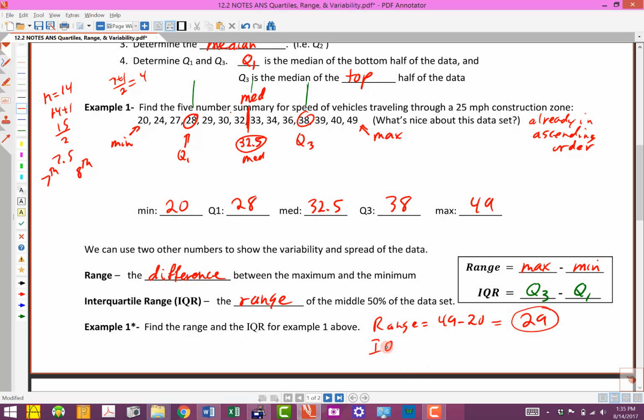And the IQR, the interquartile range, just the spread of the middle 50%, is going to be Q3, which is 38, minus Q1, which is 28. So that's going to be 10. So the range is 29, and the IQR, the interquartile range, is 10. So great example right there, shows all of the basic information.